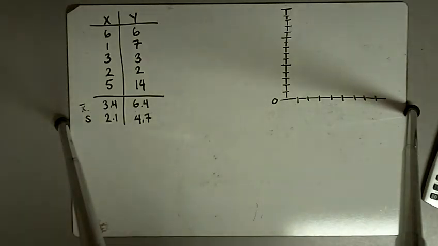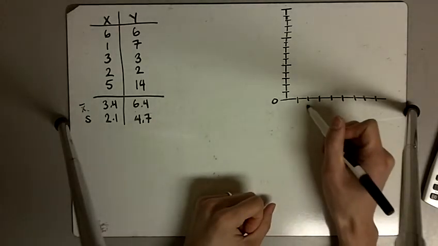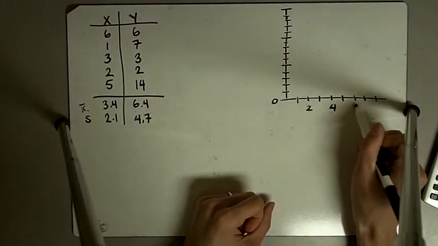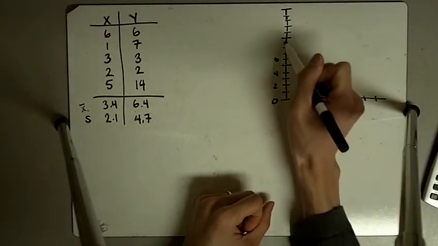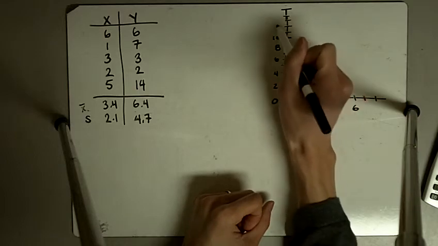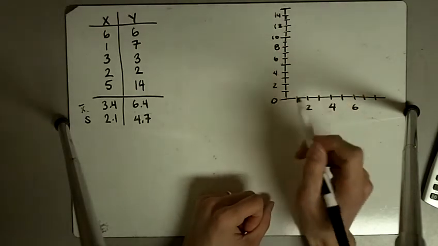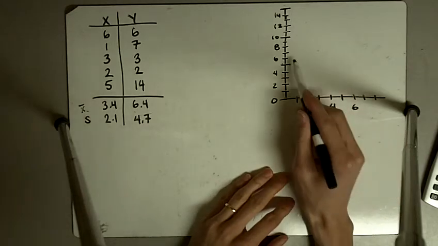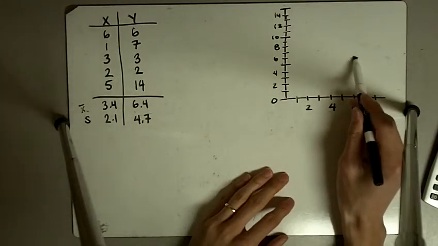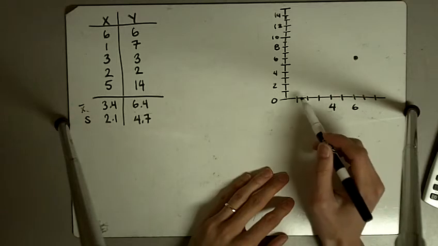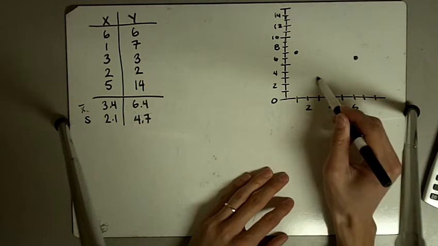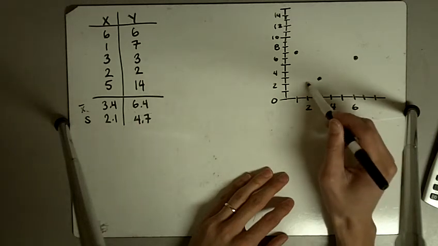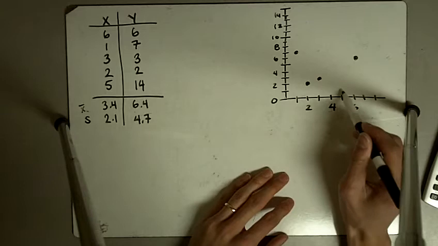All right, so this says consider the following data, and it says plot the data. So here, let me just label some of these points here. 2, 4, 6, 2, 4, 6, 8, 10, 12, 14, and we have a point at 6, 6, which looks to be right there, and then 1, 7, and 3, 3, 2, 2, and 5, 14.